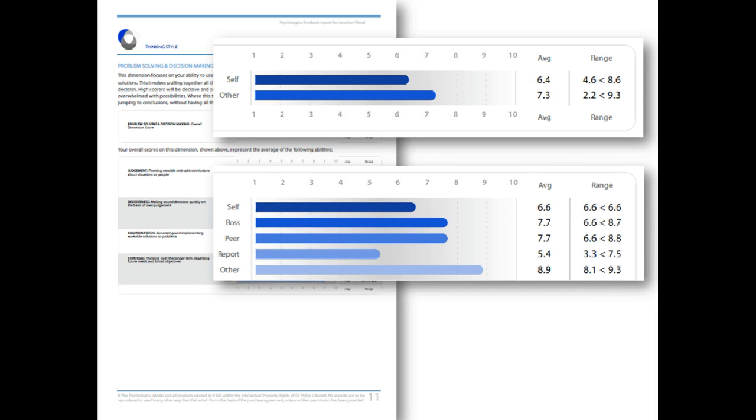Further down the page, we can see each component part of the skill area, and we can see how the individual score compares to a breakdown of the other assessors. So here we're looking at boss, peer, report, and others who can be customers, clients, friends, and possibly even family. So the interesting thing here is to look at the range and to see where we may be getting consistently low scores or consistently high scores, and asking questions about how and why the boss may have a different view of this individual than the people that report to them, for example.